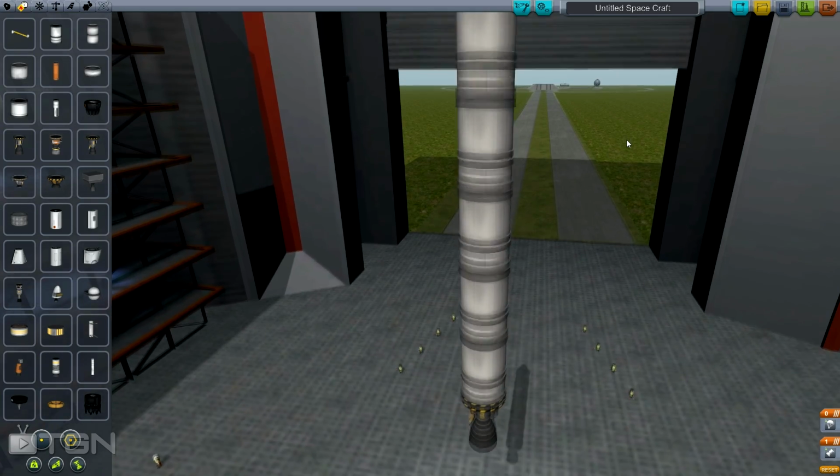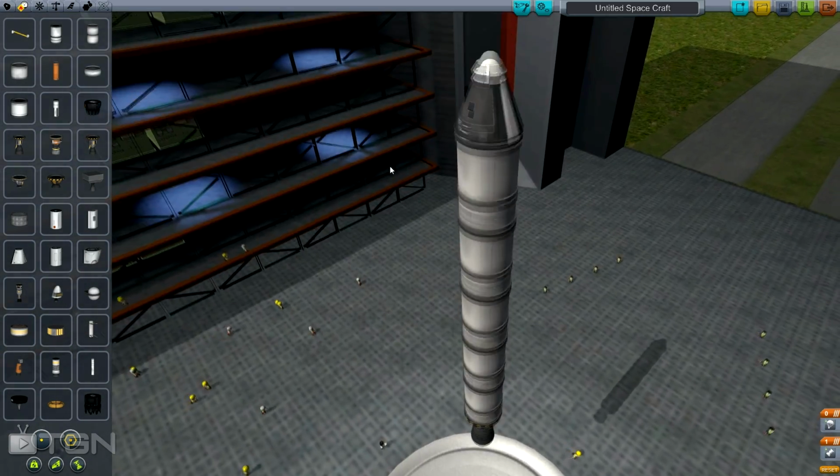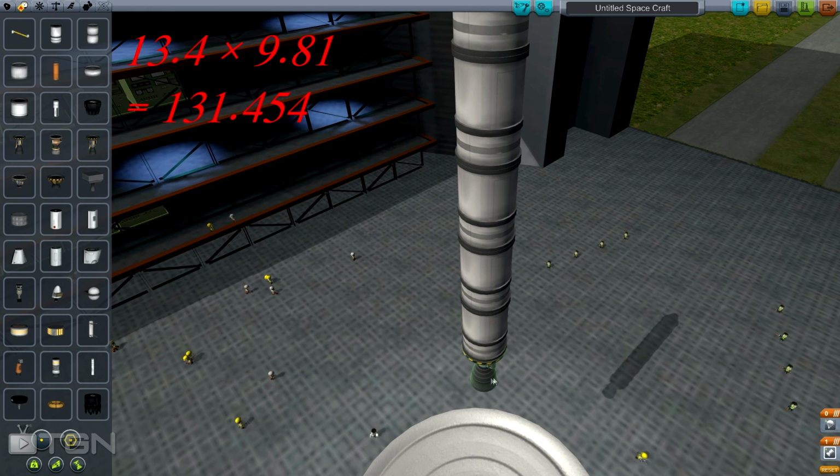So 2.2, this right here is going to be 1.6 after doing all the math again. We have a thrust of 215. The whole mass of the ship is 13.4, and the weight is 131.454. I'm going to add little words and stuff up there to show you guys what I'm doing. If you take 215 divided by 131.454, which is our weight, you get 1.6, which is a lot better.